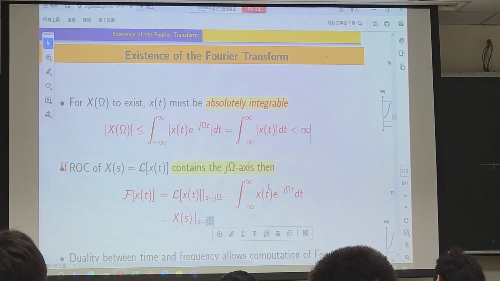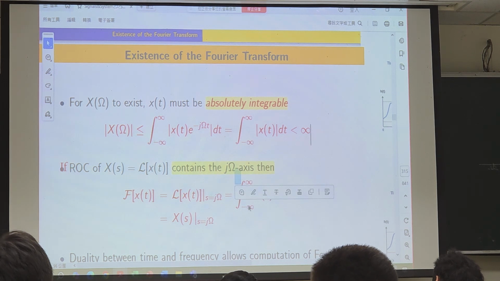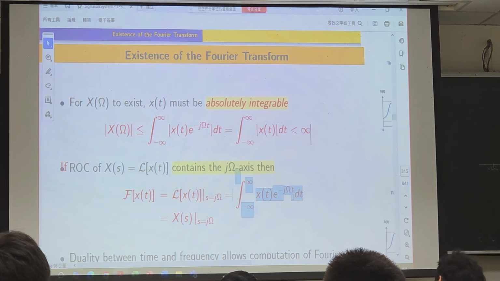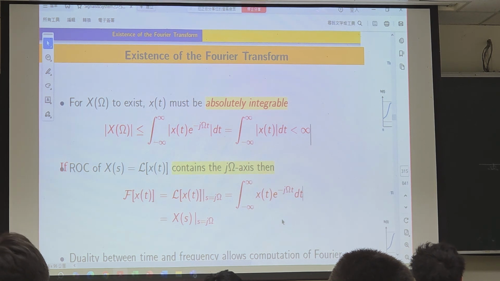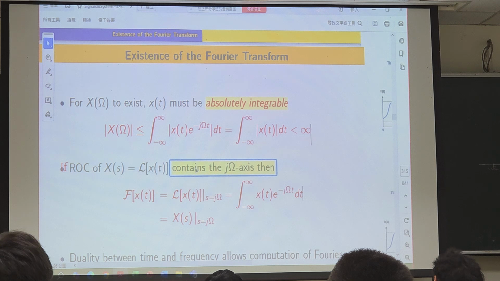Because in this case, if you replace s by j omega in the Laplace transform, you have this expression, which is exactly the Fourier transform of x(t). But again, the region of convergence must contain the j omega axis. So this is going to be tricky here.